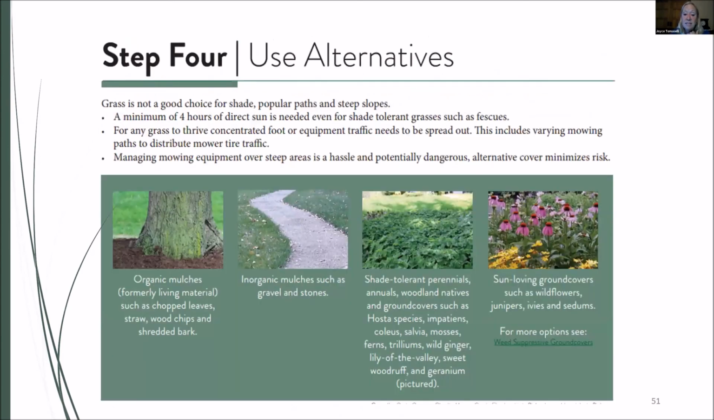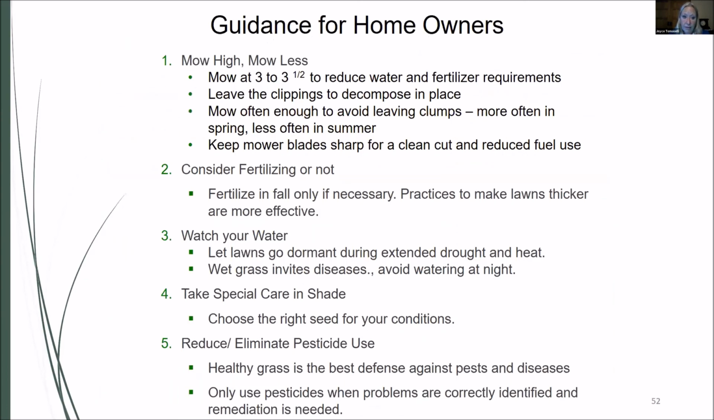Then, if you want less lawn, put in some mulch, put in some paths, put in some perennial beds, make your edges more perennials, put in more plants, put in more shrubs, and you'll have less area to mow. End of the day, mow high, mow less, consider fertilizing or not, go dormant. It's fine. That's what our grasses are intended to do.